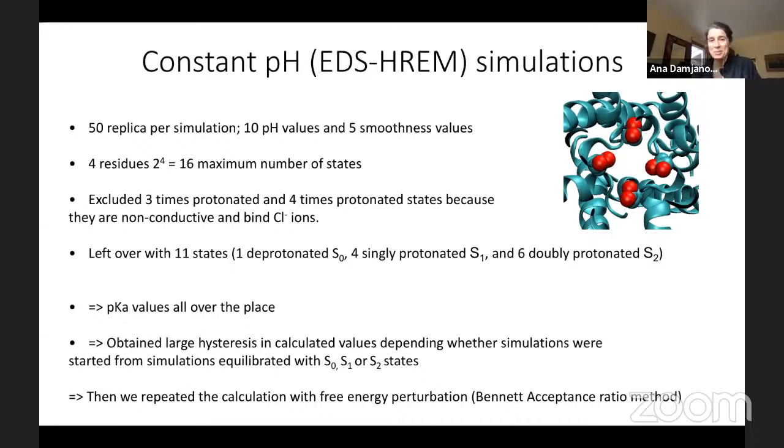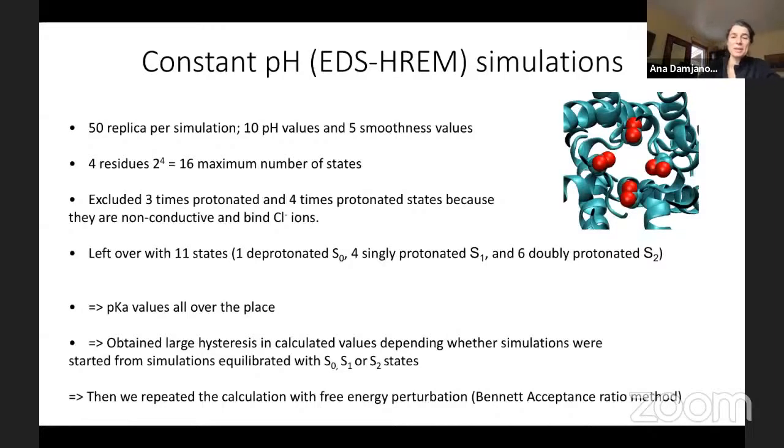So then we tried to make sense of them. The first thing we noticed is that there's a huge hysteresis in calculated values depending on whether you start the simulation, so you equilibrate the system, let's say in the S0 state, or you equilibrate it in the S1 state, and you get vastly different values. Depending on how you equilibrated the system and what you use for your initial structure for constant pH simulations, you get different results.